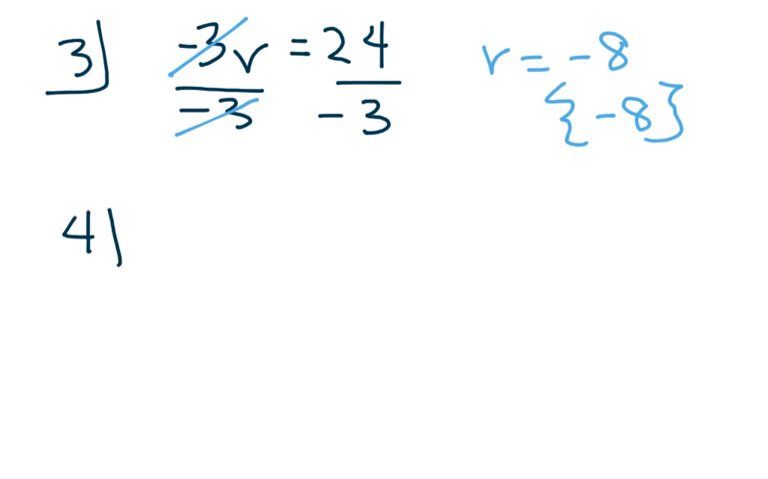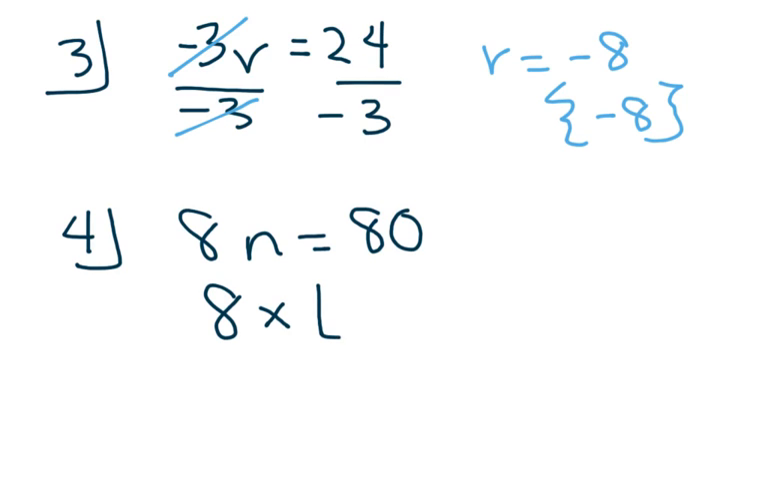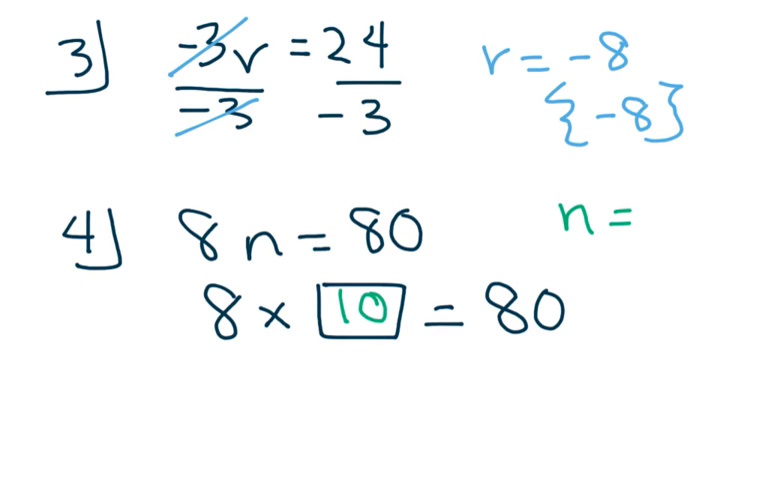Number 4, we have 8n equals 80. On these, I like the students to try to do this in their head, mentally. Can you tell me 8, remember you've done this before, 8 times what equals 80? And if you can do this in your head, that's actually better. So if you know the answer is 10, then your n in this case equals 10.